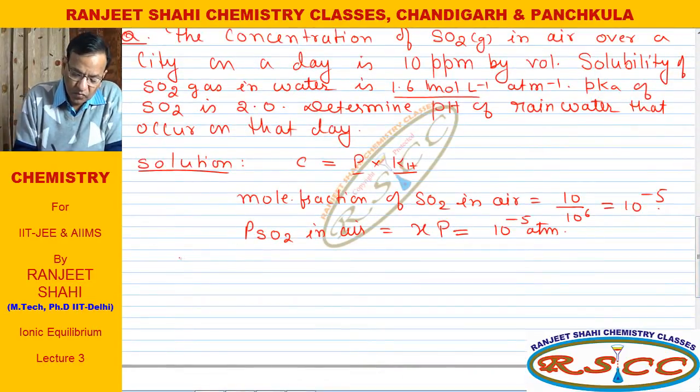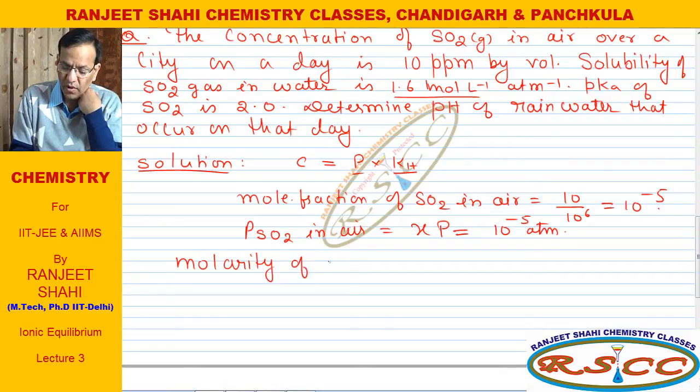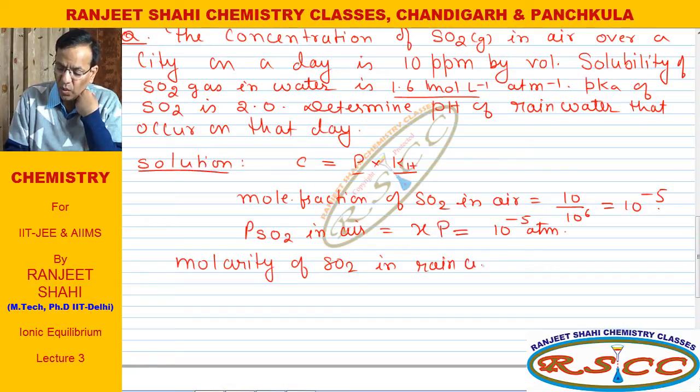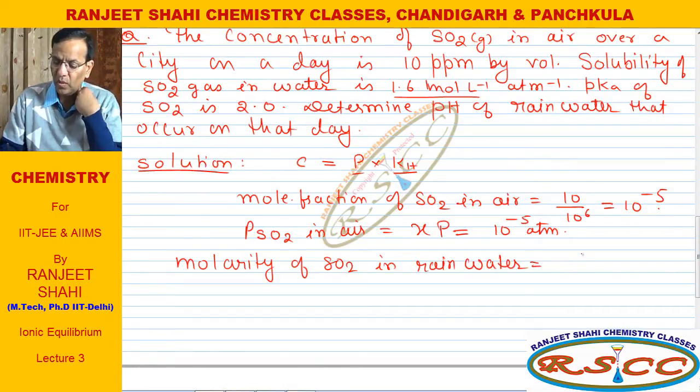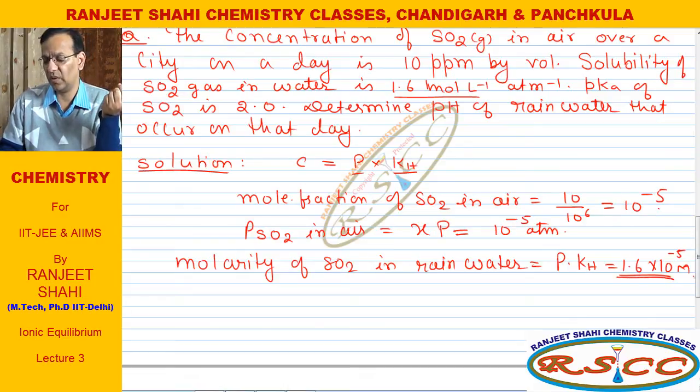So molarity of SO2 in rainwater will be equal to its partial pressure multiplied by Henry's constant. Partial pressure is 10 raised to the power minus 5, Henry's constant is 1.6, so it is 1.6 into 10 to the power minus 5 molar. So now this is the concentration of sulfur dioxide in rainwater.